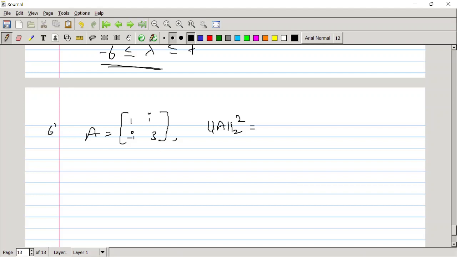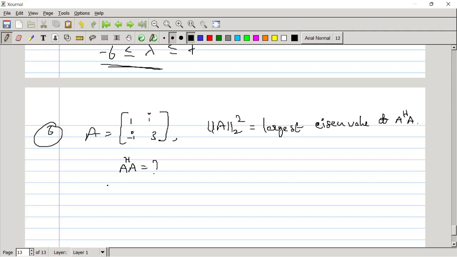This is nothing but the largest eigenvalue of A power H A. Here A power H is nothing but the conjugate transpose. So firstly we will calculate the value of A power H A. From that matrix we can derive the eigenvalues and we will see.